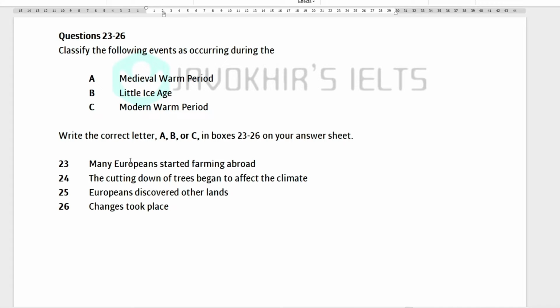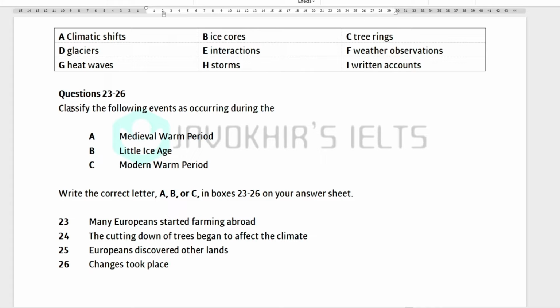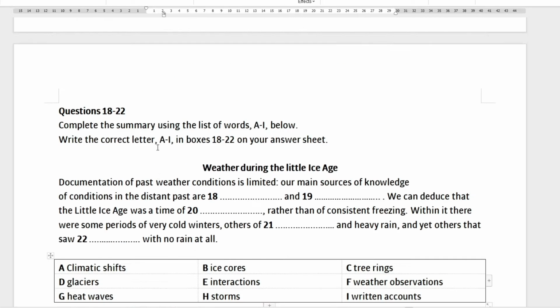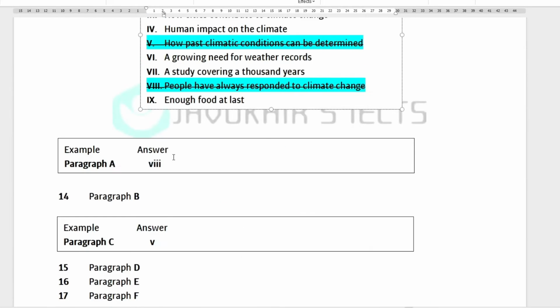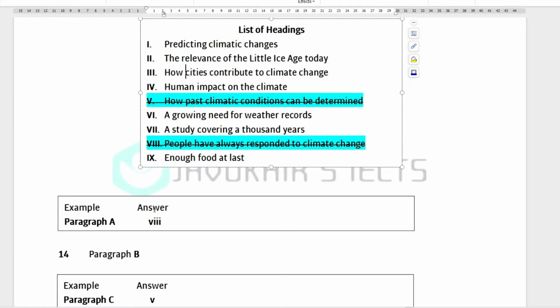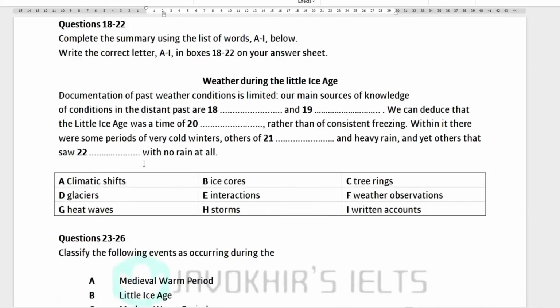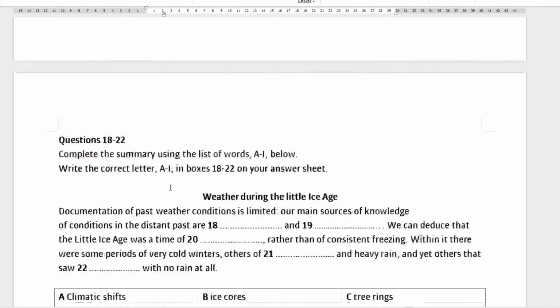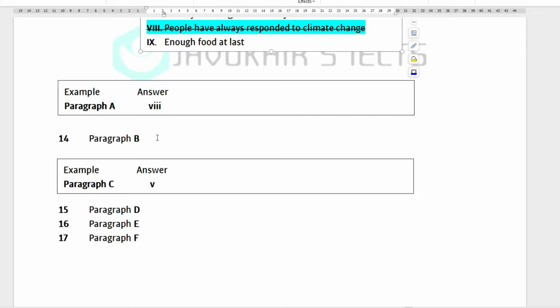the claims, some sort of sentence ending, versus classifying the following events as occurring during these three periods. All right, so I think while we do the matching headings, we will be able to find answers to these. So it's better to start with the list of headings. All right, let's get started with paragraph A.